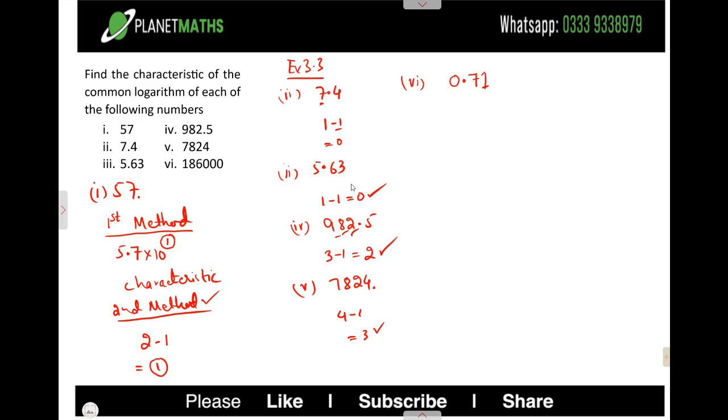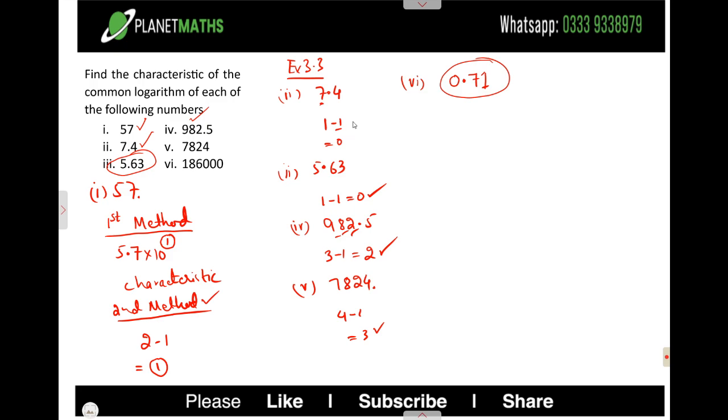This method only works for the numbers which are greater than 1. You see all these numbers are greater than 1. What if the number is less than 1? In this case you see the number 0.7 is less than 1. So in this case you cannot apply this method.